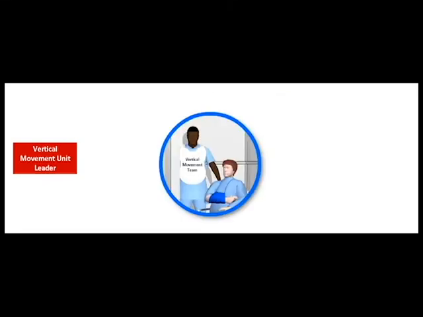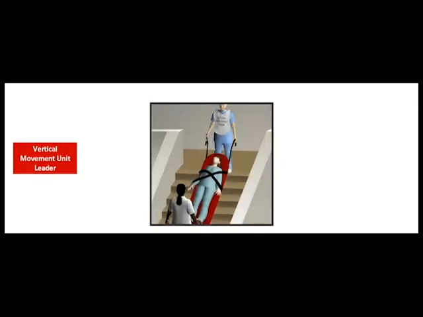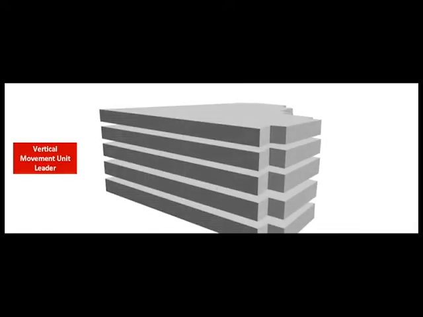Patients are typically moved one at a time, either down the elevator or via evacuation movement devices down an escalator or stairwell. When moving down a stairwell, vertical movement teams should be positioned at every 3 floors to reduce fatigue and the potential for injury of team members.